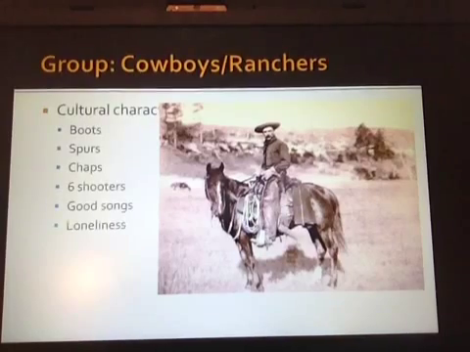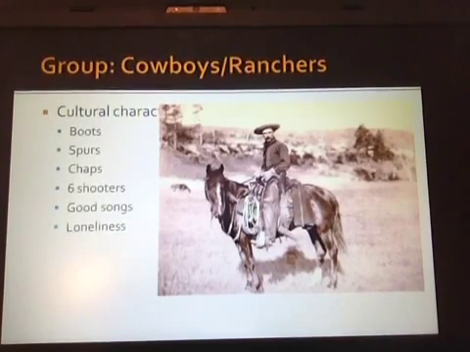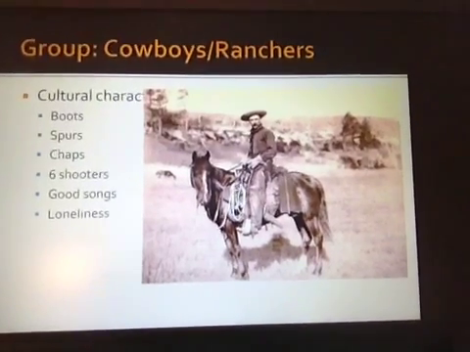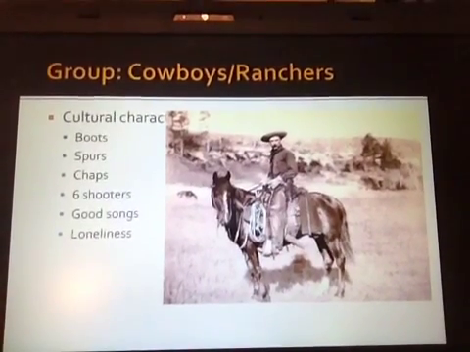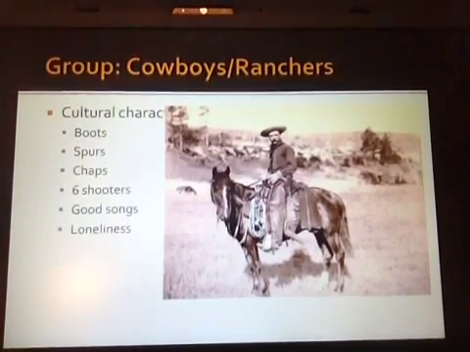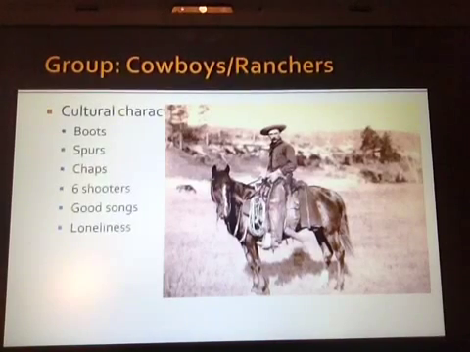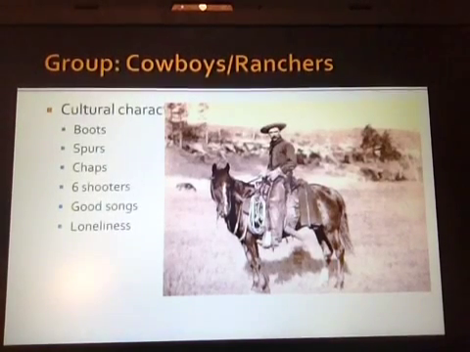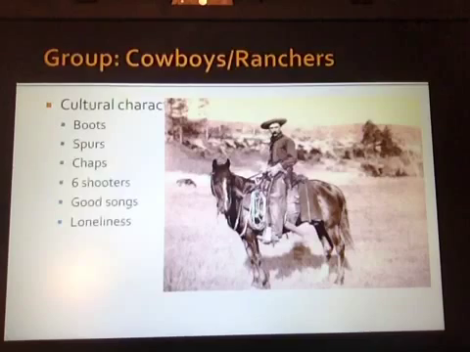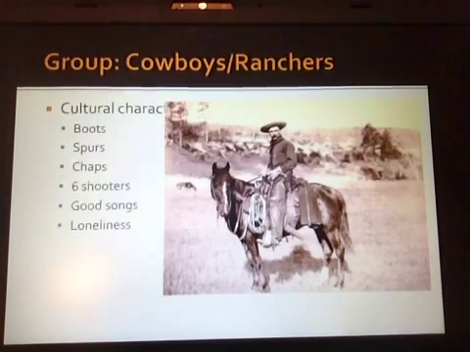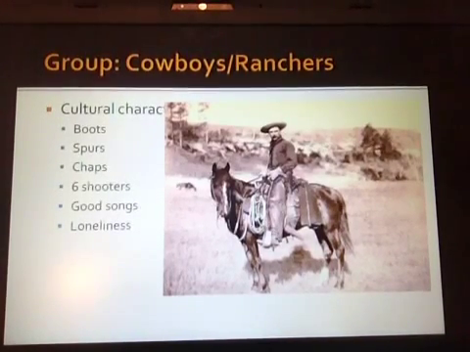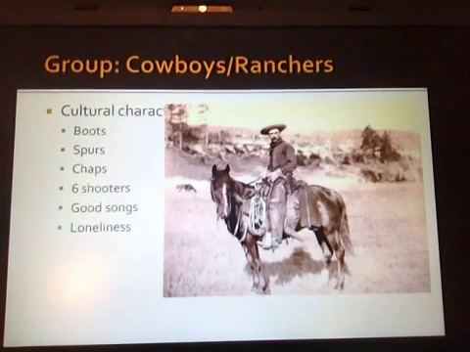The cultural characteristics of the cowboys include things like wearing boots and spurs to spur their horses on to keep up with the cattle. And they wore chaps to protect their legs and keep their pants from wearing thin, and had 6 shooters, of course, to fight against dangers like snakes and cattle stealers. And, of course, they had to sing to their cattle. They had to have good songs to keep their cattle calm.